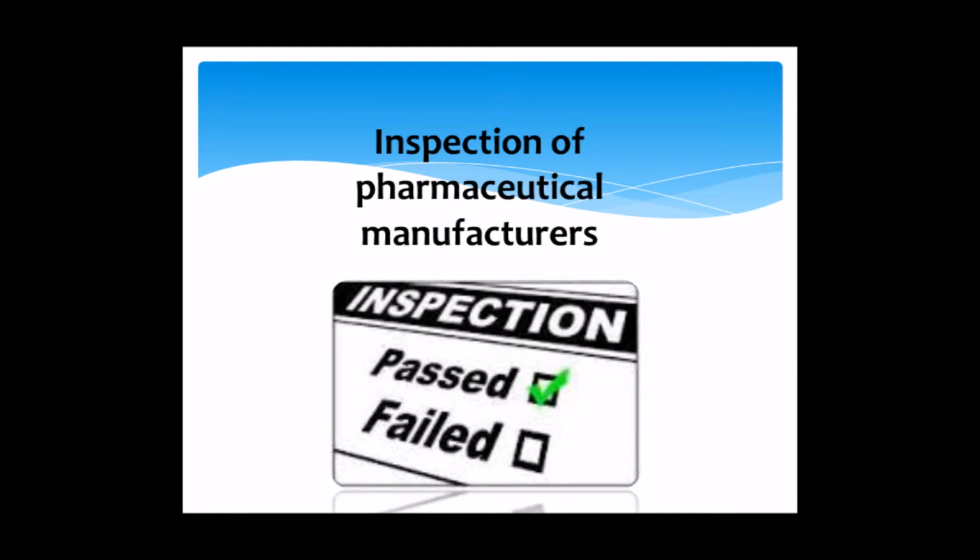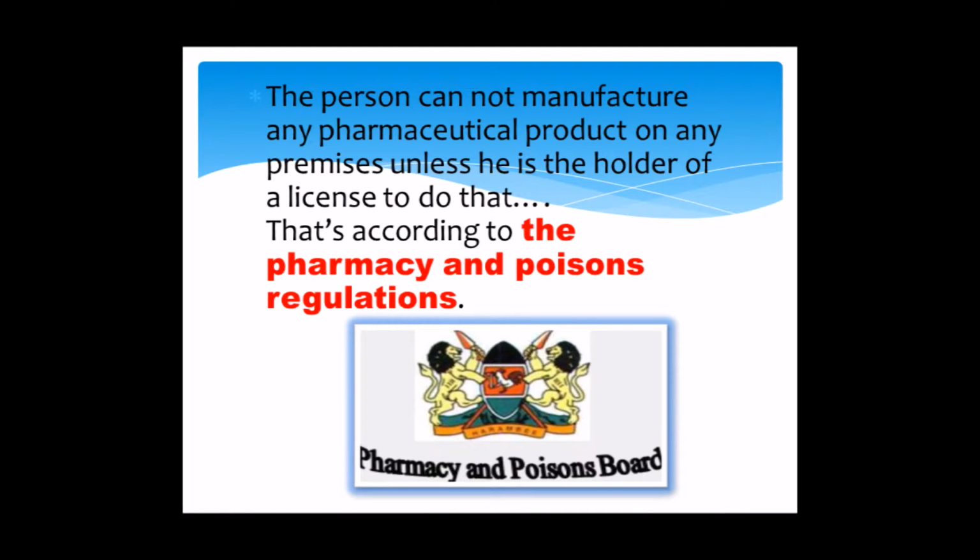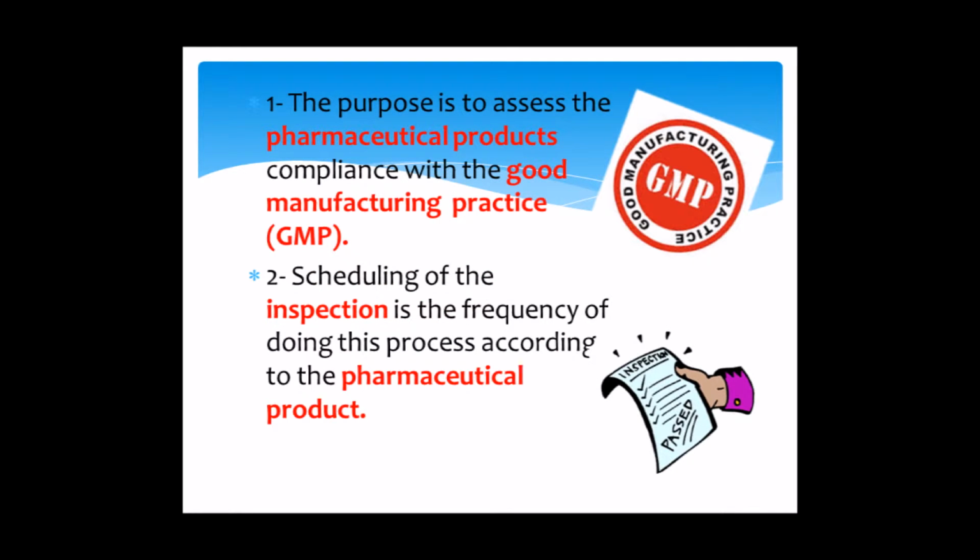The inspection of pharmaceutical manufacturers. A person cannot manufacture any pharmaceutical product on any premises unless he is the holder of a license to do that. That is according to the Pharmacy and Poisons Regulations. The purpose of the regulation is to assess the pharmaceutical product's compliance with good manufacturing practice.